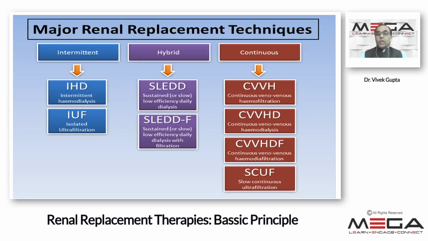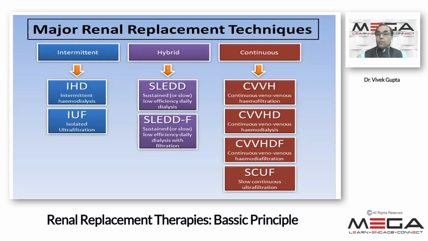They remain for 6, 7, 8, or 10 hours. And this is what we call SLED, sustained or slow low efficiency dialysis, or we add one more D for daily dialysis. We do it every day for 6 hours, 7 hours. Similarly, because this is only a dialysis, if we add filtration to this, we call it SLED-F. That means we have added filtration to this. So all have their own advantages as well as disadvantages.